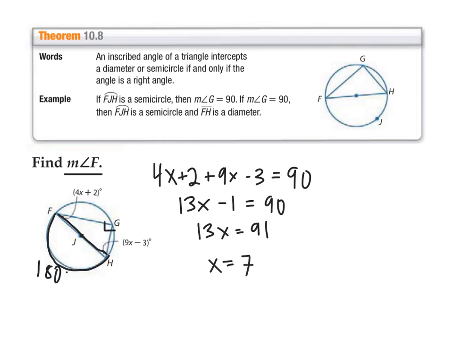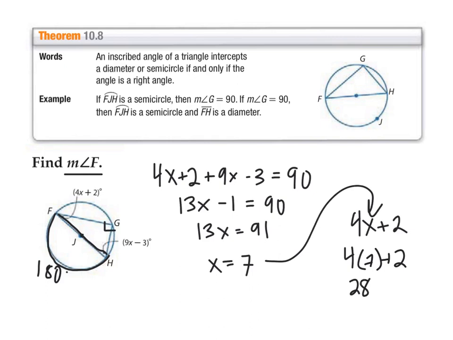But they wanted us to find the measure of angle F, and the measure of angle F is 4x plus 2. So we're going to substitute the 7 right here. So 4 times 7, which is 28, and then plus 2 gives us 30 degrees. So the measure of angle F is 30 degrees.